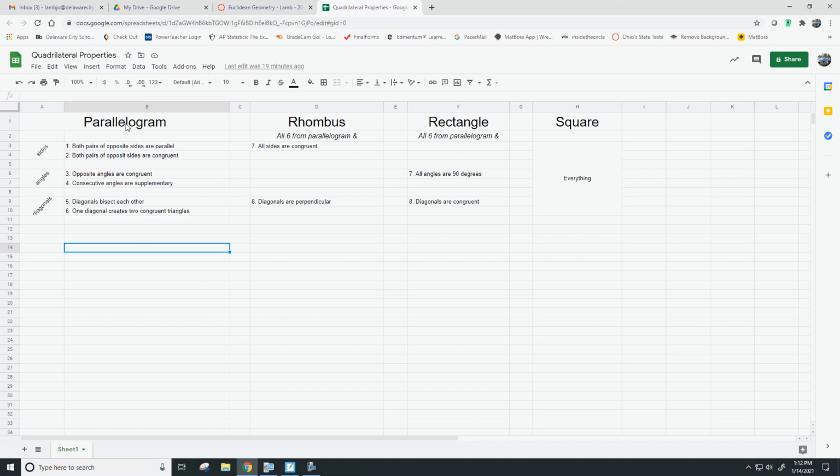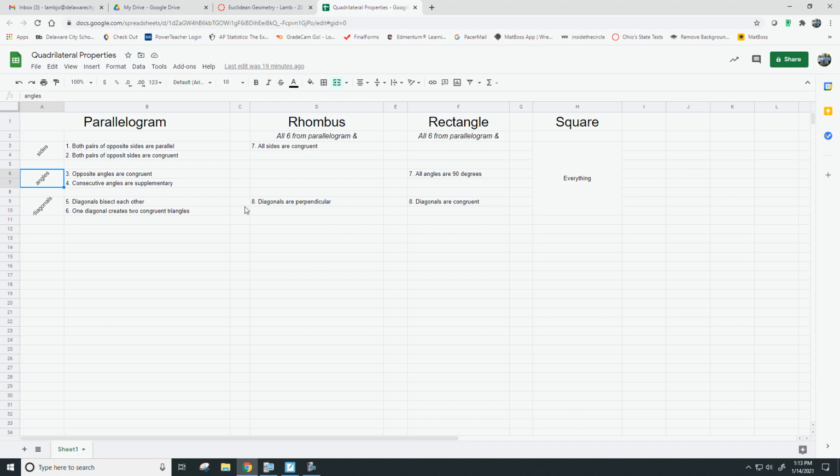You need to know that in a parallelogram, these 6 properties exist for every single parallelogram. And I've kind of broken it down horizontally as well. So when it comes to the sides of a parallelogram, both pairs of opposite sides are parallel, both pairs of opposite sides are congruent. When it comes to angles, opposite angles are congruent, consecutive angles are supplementary. And when it comes to diagonals, diagonals bisect each other, and one diagonal creates 2 congruent triangles. That's true in every single parallelogram.